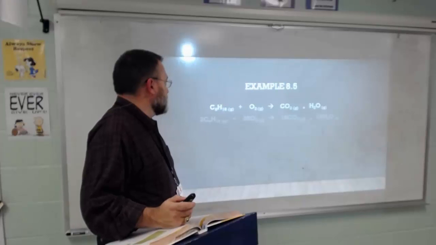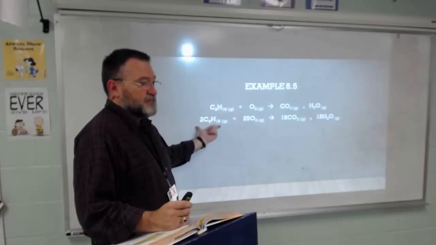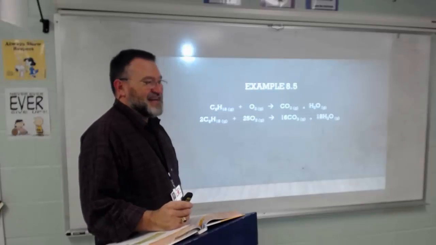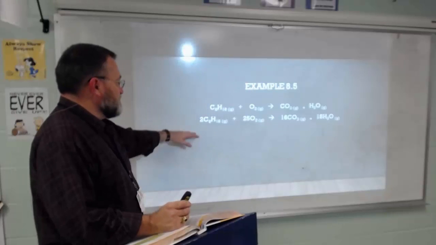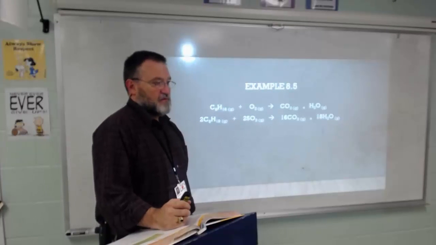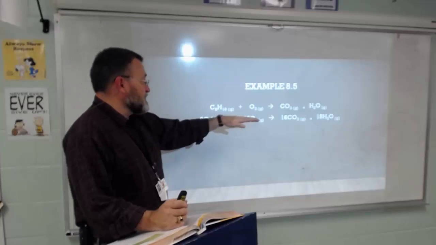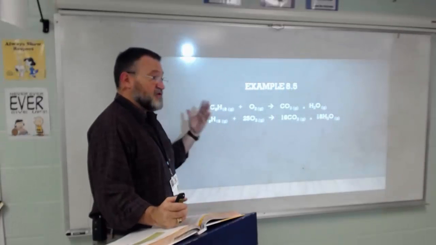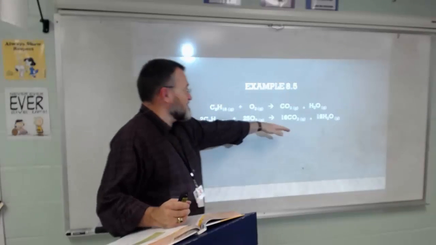Balance it, right? When you go through the balancing process, this is what you come up with: 2 octane reacting with 25 oxygen to produce 16 carbon dioxide and 18 water. Also notice that every single molecule in here is in the gas phase. So we can not only apply 2 moles reacts with 25 moles to produce 16 moles and 18 moles, but because they're all gases, we could also say that we could react 2 liters and 25 liters to produce 16 liters and 18 liters.